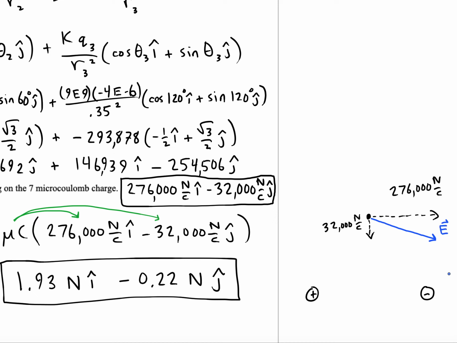That's E total. If we throw a positive charge into that spot where there's an electric field, that positive charge is going to feel a force. It feels a force in the same direction as the field because it's positive. If it had been negative, it would have been the opposite. But apparently, the force that it feels is 1.93, comma negative 0.22.